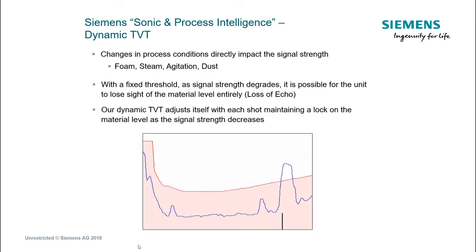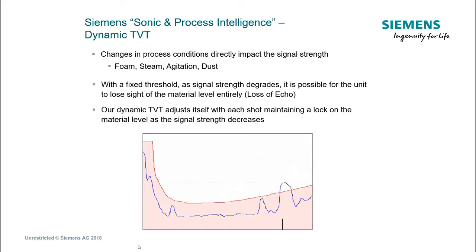And if you don't have that, then a lot of the times, some prime examples, condensation is a big one. Build up on the face, foam is another one. Attenuates the signal, and you'll lose the signal altogether. So that's the overview of the echo profile.